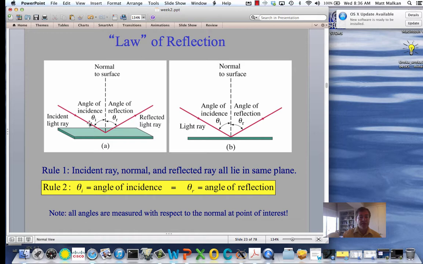Don't get confused. It's not this angle to the surface, it's to the mirror. It's the angle from the normal to the mirror. The normal to the mirror is always perpendicular. It's a dotted line here that's perpendicular to the surface of the mirror at the point where the light ray hits the mirror. You've got to draw your normal here and then measure the angle like that.